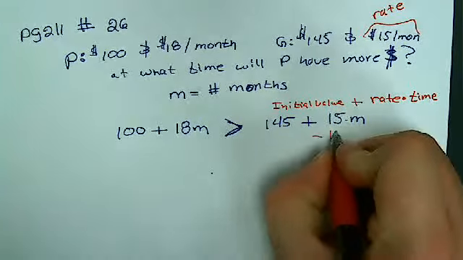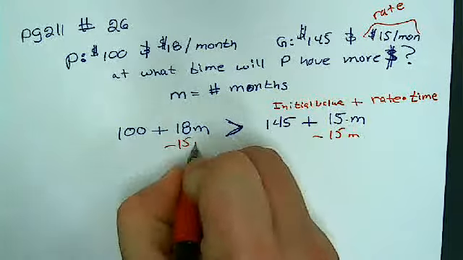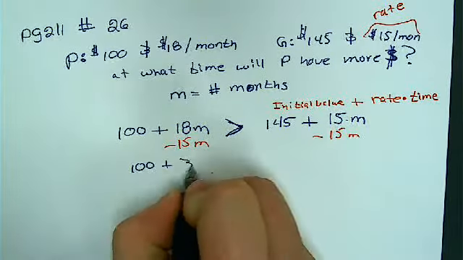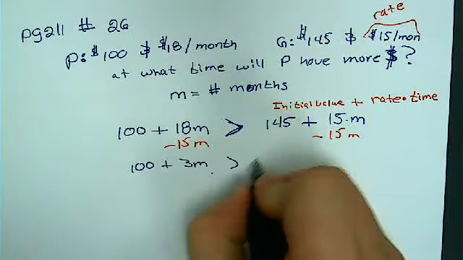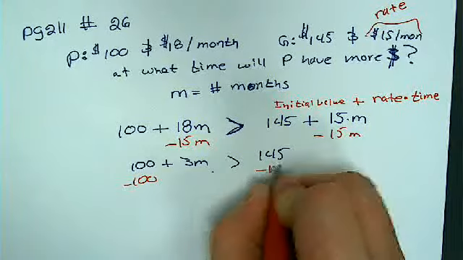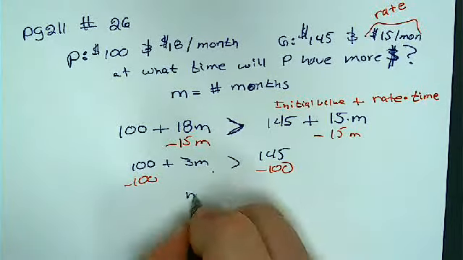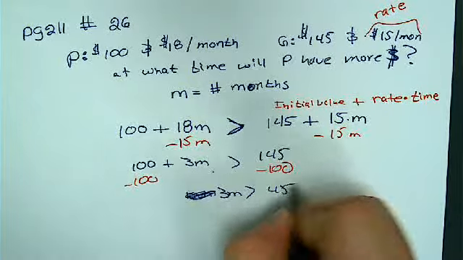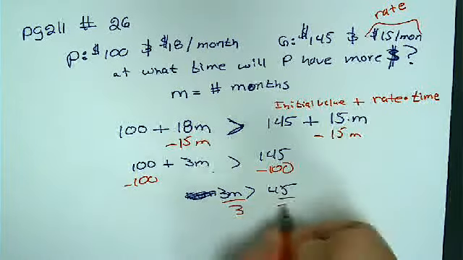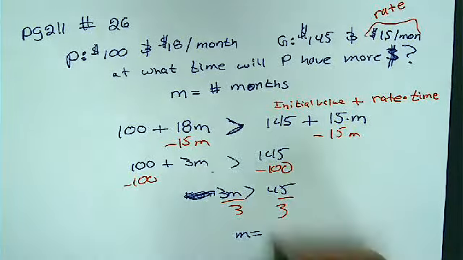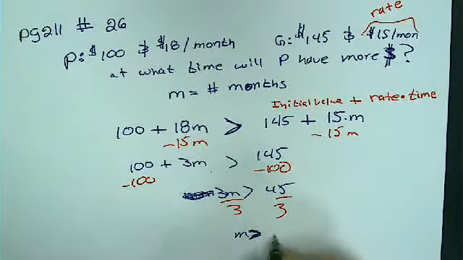Which I want to move kind of quickly through because that's, I don't think, the hard part of this problem. We've done these enough times. I'd like to think it's the setup that's the headache still. And then I subtract 100 from both sides. 3m is greater than 45. Divide by 3. And m is thus greater than 15 months.